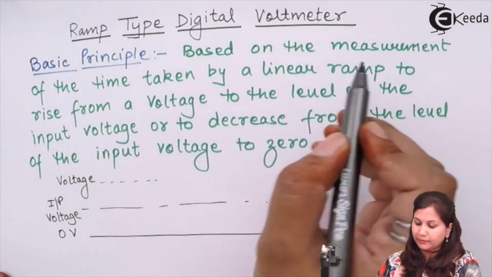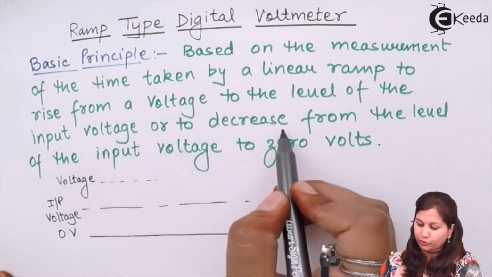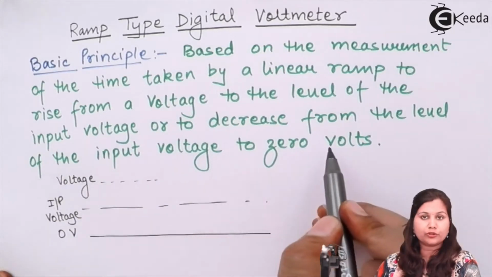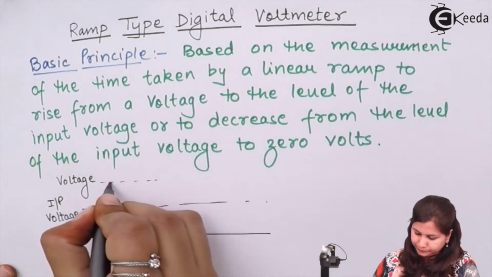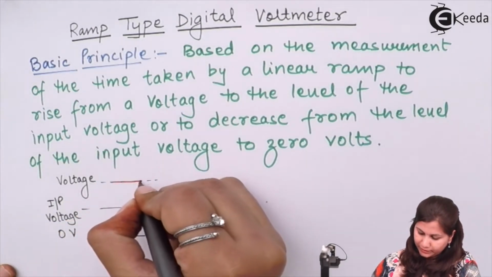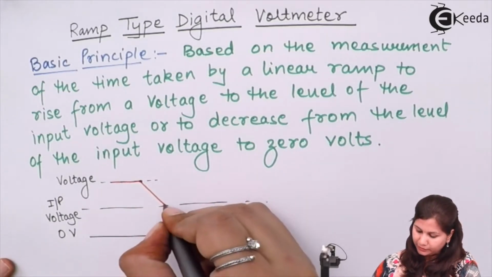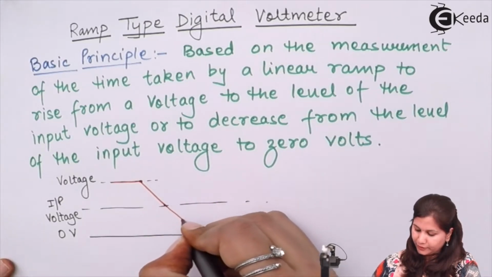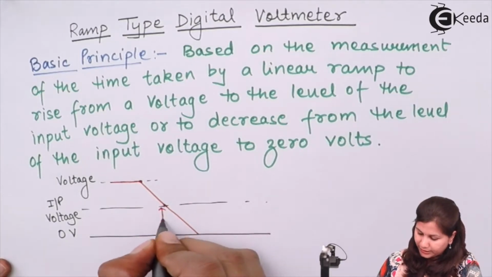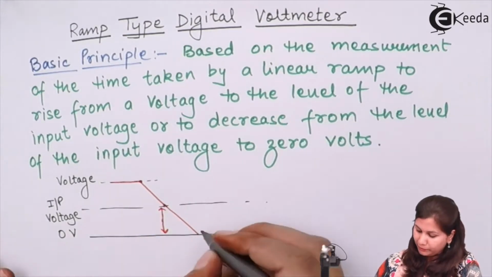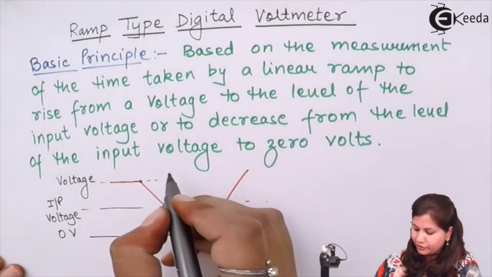So the time taken by a linear ramp to rise from a voltage to the level of the input voltage, or to decrease from the level of the input voltage to the 0 volts. So suppose here we are having a ramp signal. So the time taken by this ramp signal to decrease to the level of the input voltage, or the time taken by the ramp signal to decrease from the input voltage to the 0 volts. So first we are measuring this time interval also, and time taken by this to rise from the input voltage level to the voltage here.